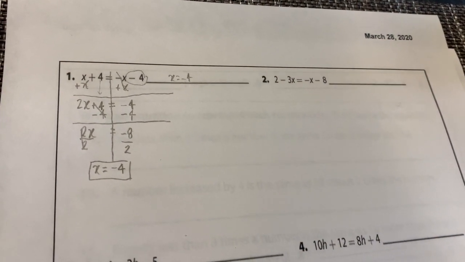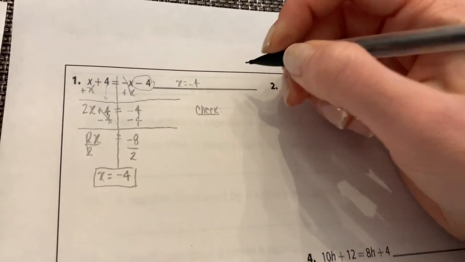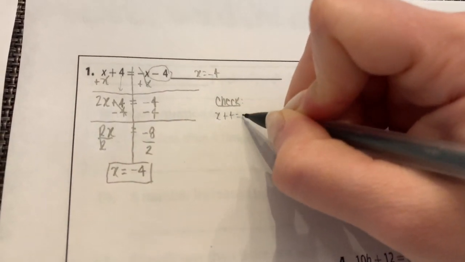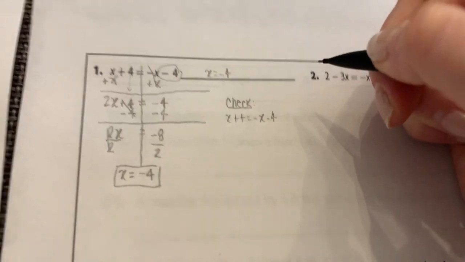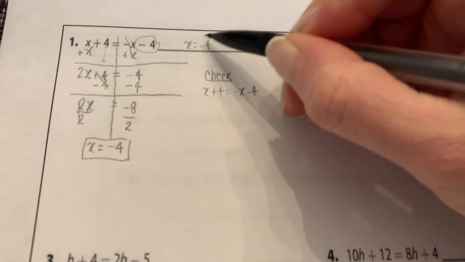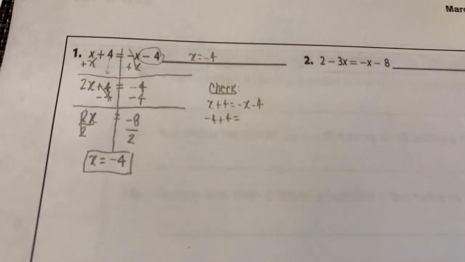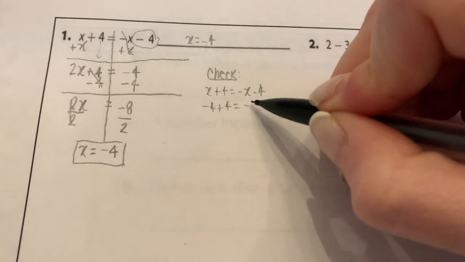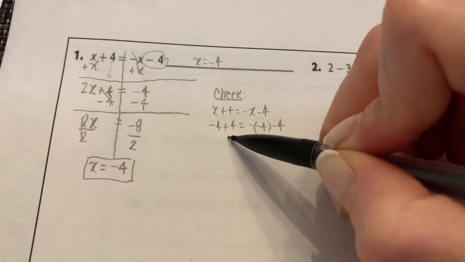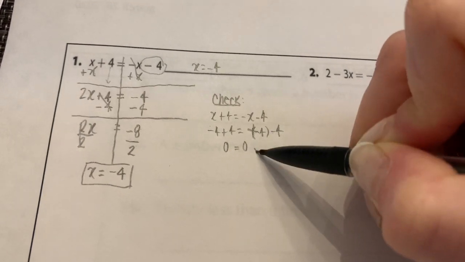Okay? Now, if you wanted to check, we're not going to check every single one of these in the lesson just because I want to save some time. But if you want to check, you just rewrite your original equation, which was x plus 4 is equal to negative x minus 4. And just like we did when we first learned equations, you can just replace your value of x. This is negative 4 plus 4 is equal to negative 4 minus 4. Negative 4 plus 4 is 0. This turns into a positive. 4 minus 4 is 0. Okay?